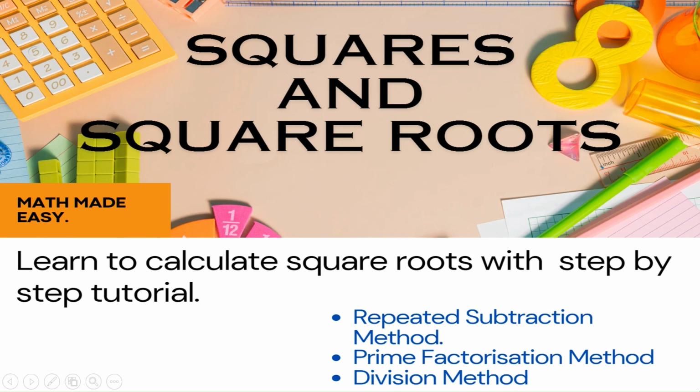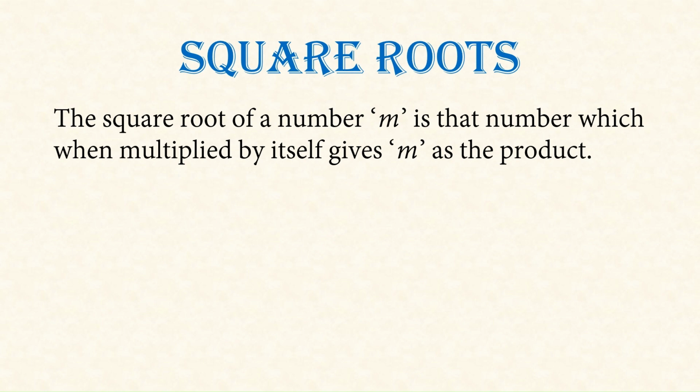Squares and square roots. In this video, we'll learn how to find square roots using repeated subtraction method, prime factorization method, and division method. Square roots. The square root of a number m is that number which when multiplied by itself gives m as the product.